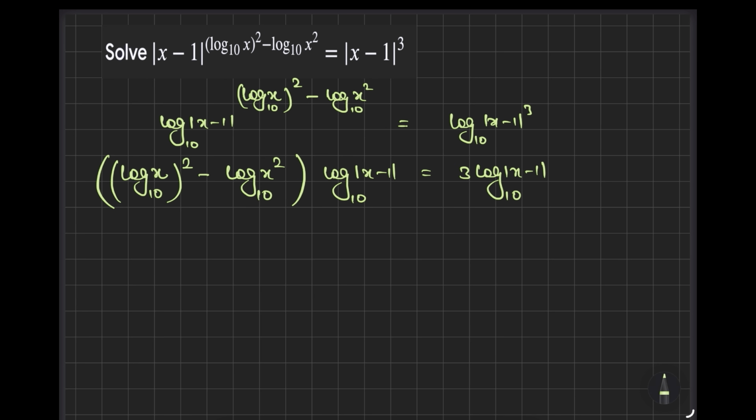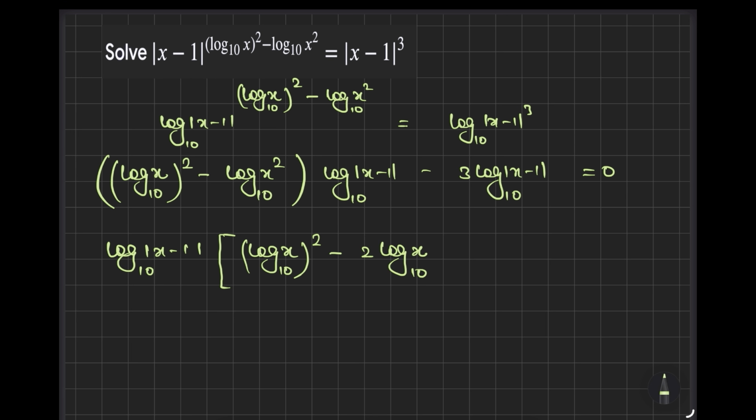Now what I will do, I will take everything to one side. This thing is on the plus side, so if it comes to this side, it will become minus. Now I will take this part common. So we have log |x minus 1| base 10, and then we have (log x base 10) whole square minus 2 log x base 10 minus 3. So you have to simplify this part as well.